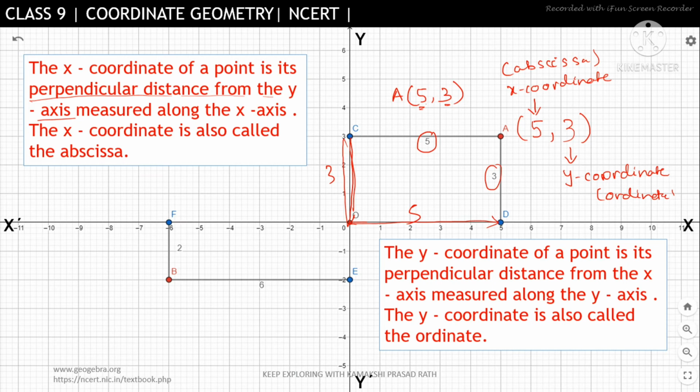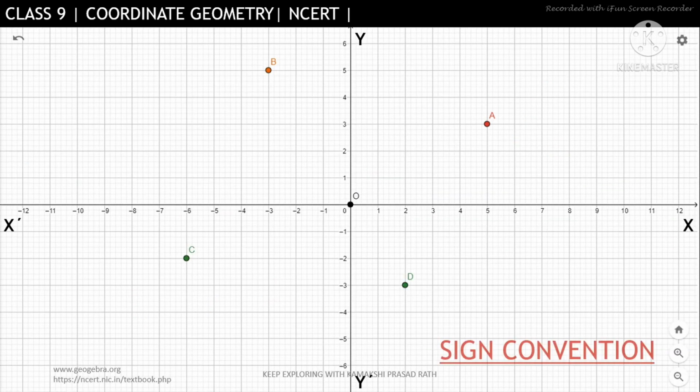Now similarly, let's find the position of B here. As you can see, B is at a distance of 6 units from the y-axis and at a distance of 2 units from the x-axis. The same thing applies to know the position of B, but you see here we are moving on the negative side. So to understand this one, we have to understand the sign convention of the quadrants. So let's first understand what the sign convention is. Now in sign convention, what happens?